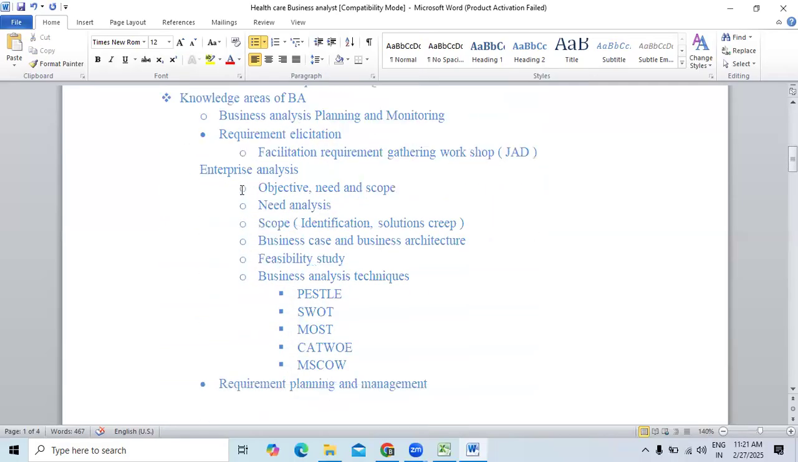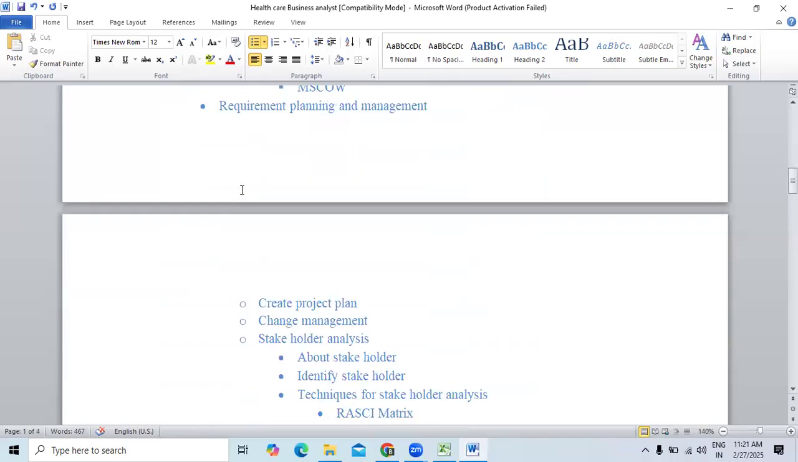Next, knowledge areas. As I told you, knowledge areas are common: how to create a project plan, how you understand and identify the stakeholders, when you want to interact with stakeholders and what techniques you follow, how you prioritize and manage requirements, and how you manage changes if there are any. This is all part of the knowledge areas you will be working on as a BA. So you must know how to create a project plan, and how to handle changes that happen in the middle of the project.